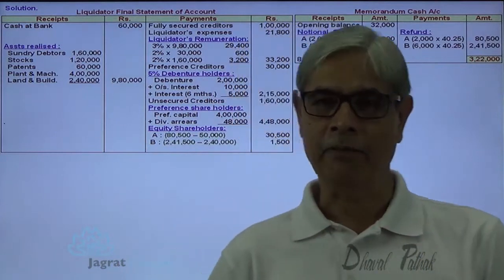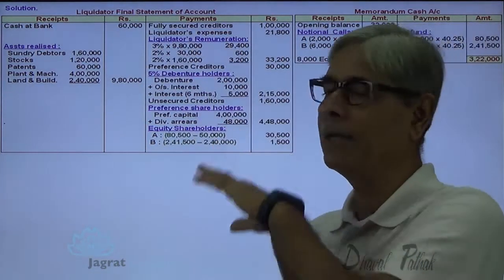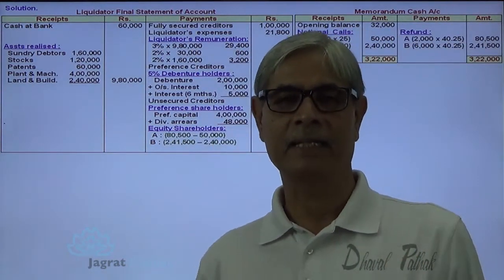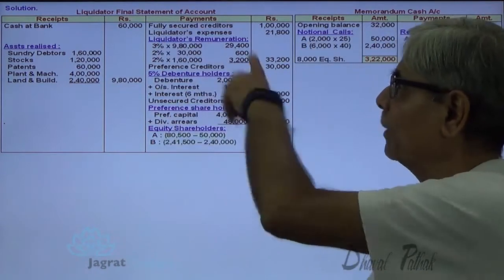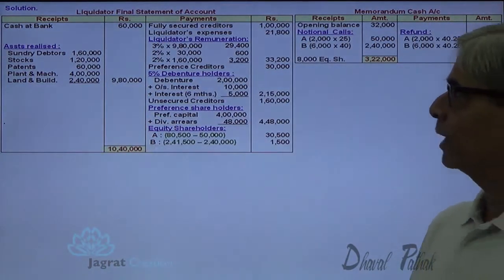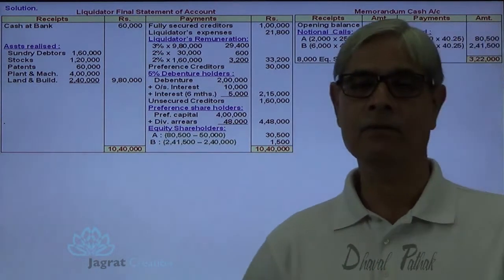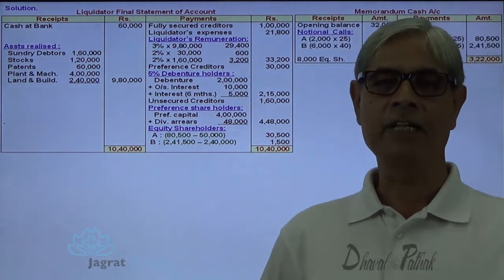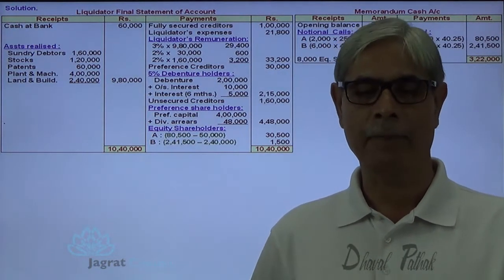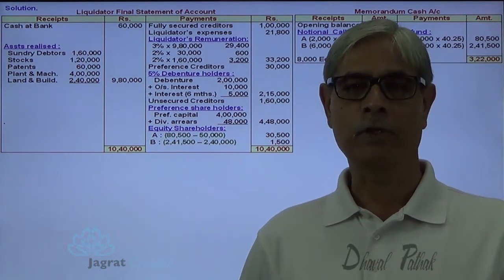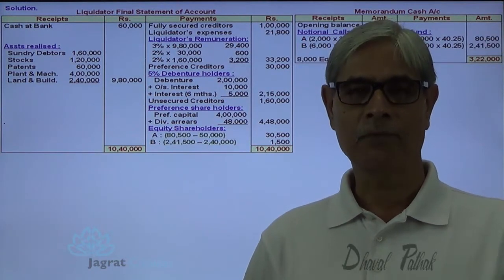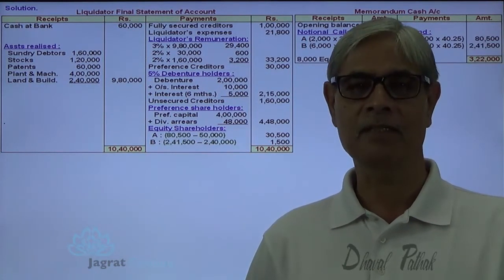So now my liquidator statement, receipts and payment total will tally, will be exactly same. So let me have a total of receipt side and payment side. If you work out, that works out to be 10,40,000 and here also it is 10,40,000. This is how liquidator statement for receipts and payment is prepared. I have tried to explain you this sum. I feel that you have followed all these things. Thanks to all.